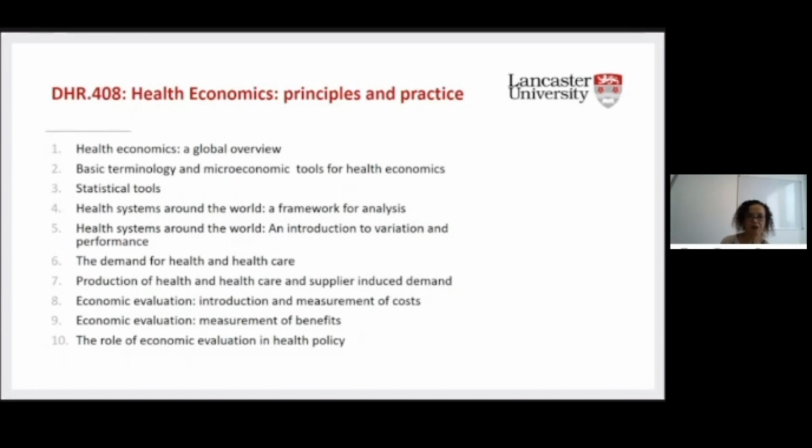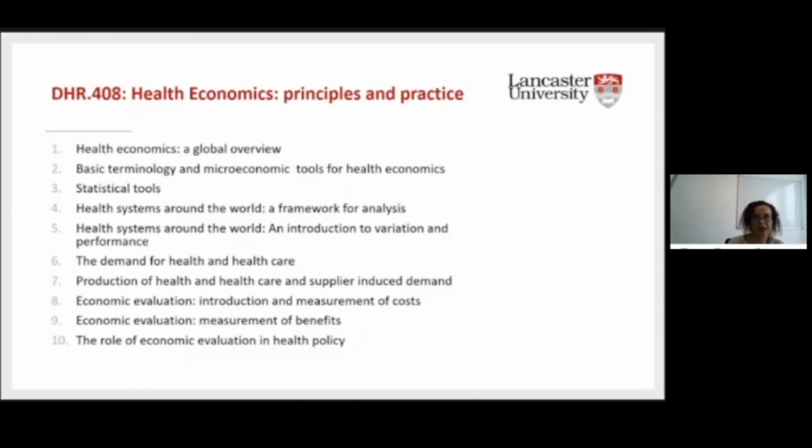The health economics principles and practice module is taught by myself and Professor Bruce Hollingsworth. We tackle topics such as a global review of health economics, some basic terminology and macroeconomic tools for health economics, some statistical tools, health systems around the world, the demand for health and health care, production and supply and demand, economic evaluation, and the role of economic evaluation in health policy.